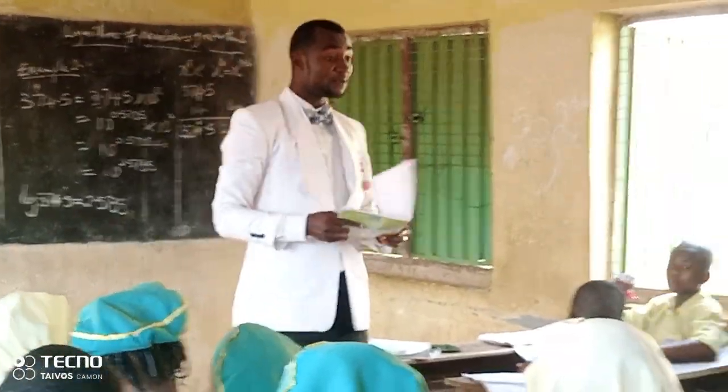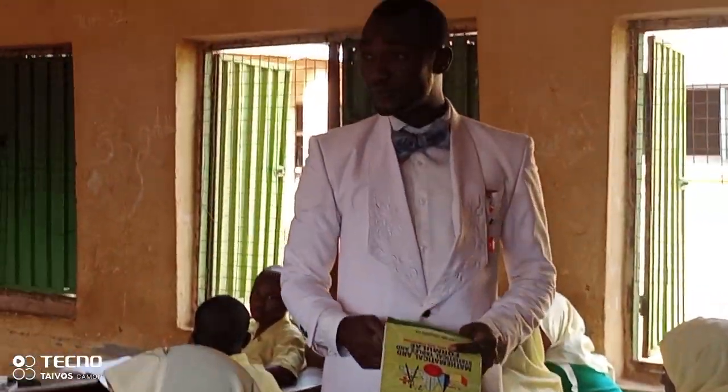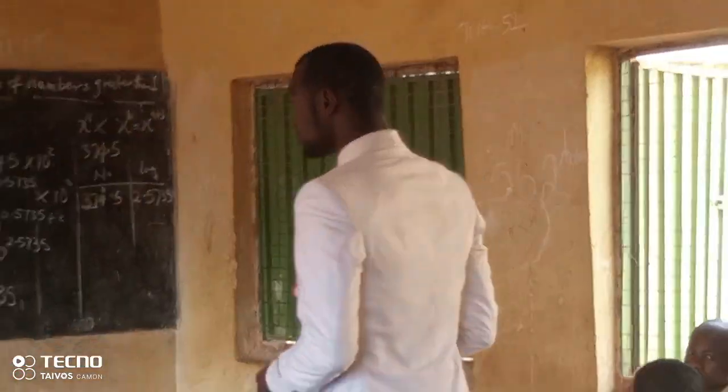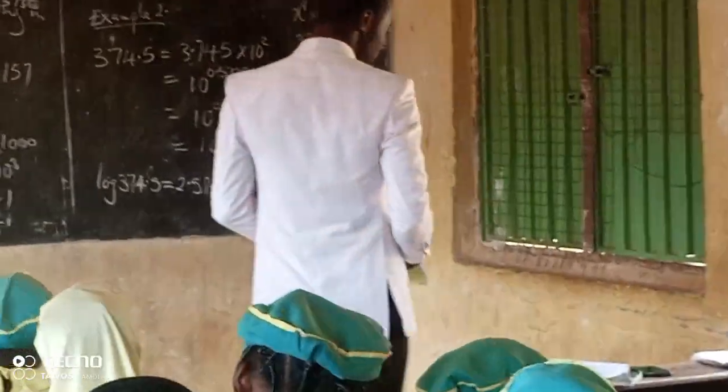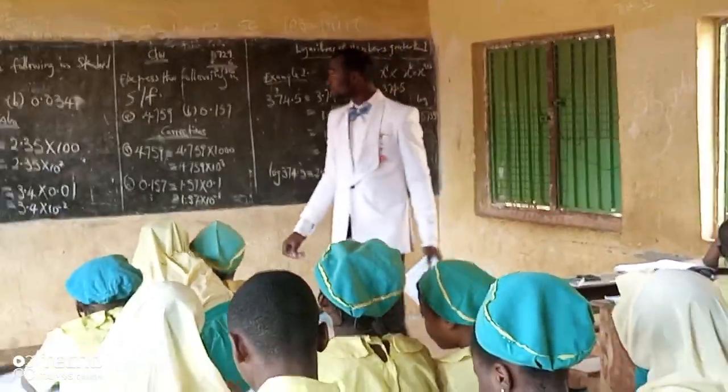Good. Then we move to multiplication, division. After multiplication and division, we move to power, like quantum to power or square root. Then let's move to multiplication. How do we express a problem under logarithm multiplication?